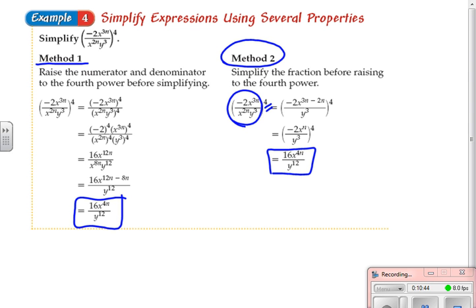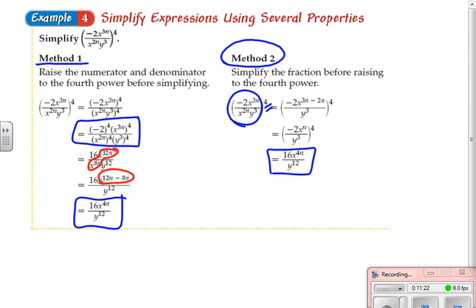So method 1 says first they distribute the 4th power to all of the pieces. Then I have power to power, so negative 2 to the 4th becomes 16. X to the 3n to the 4th becomes x to the 12n. X to the 2n to the 4th becomes x to the 8n. Y cubed to the 4th becomes y to the 12th. Then I have like bases of x's across a fraction bar, which means I subtract them, and I end up with 16x to the 4n all over y squared.